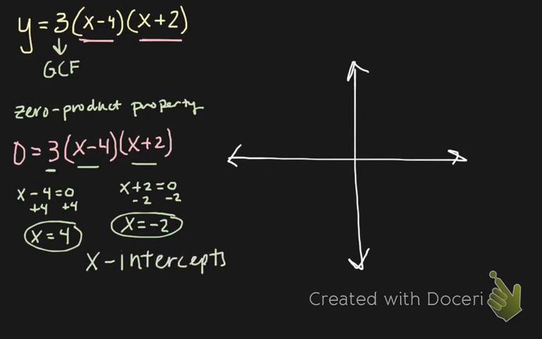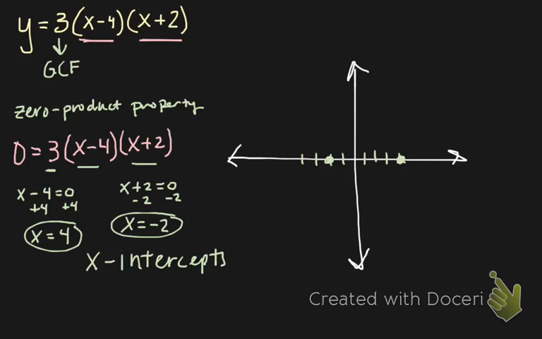Once again, because we plugged in 0 for y, we know that we're solving for those intercepts there. So I can go ahead and plot negative 2 and plot positive 4 on my x-axis. So now we just need to locate the vertex.